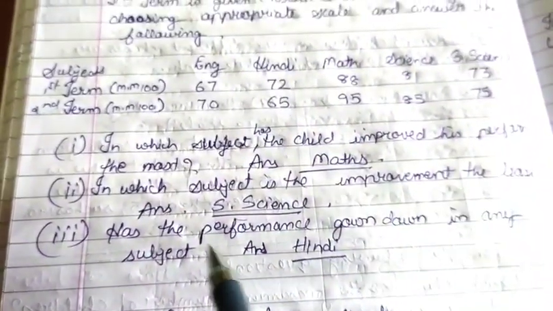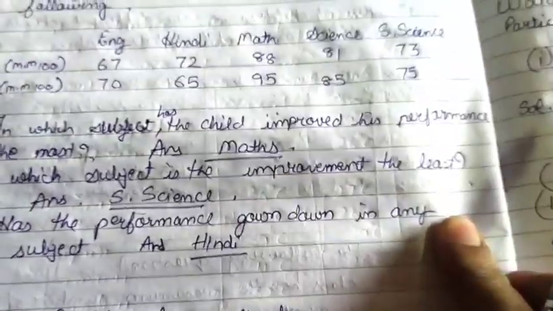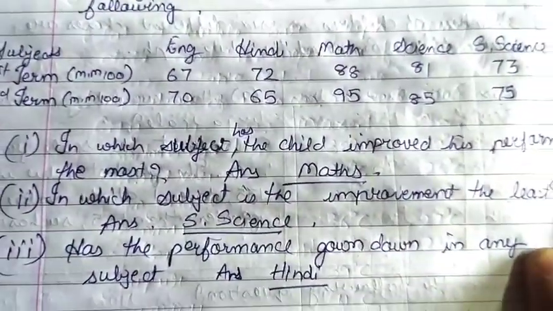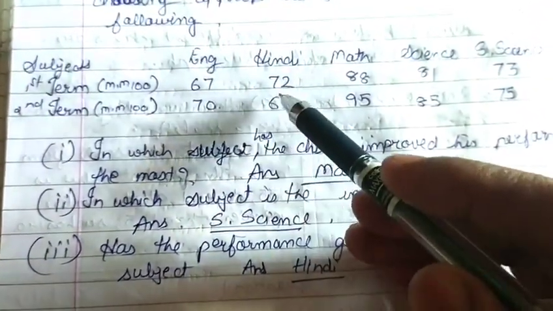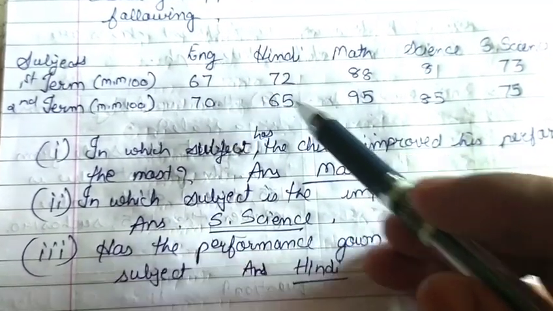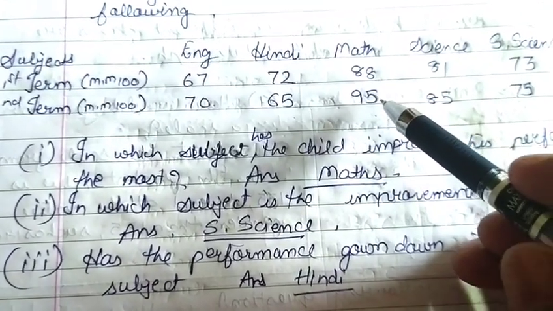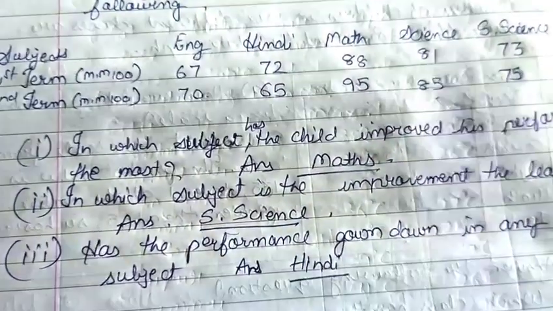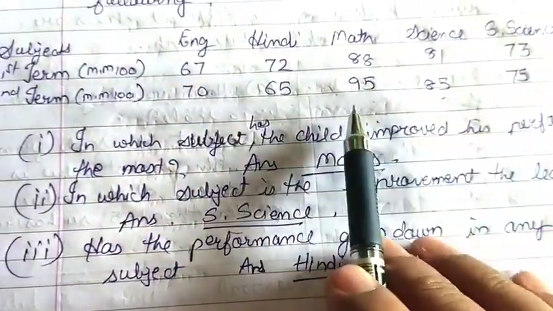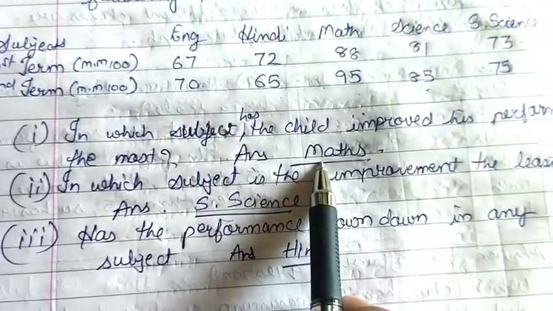Now dear student, we have to give the answer related to this question. In which subject has the child improved his performance the most? Now if I find here there is an increase of 3 marks, here there is a decrease of 7 marks, here there is an increase of 7 marks, then here there is an increase of 4 marks, and here an increase of 2 marks. So from all the subjects I find in maths he improved the most. So write down maths over here.